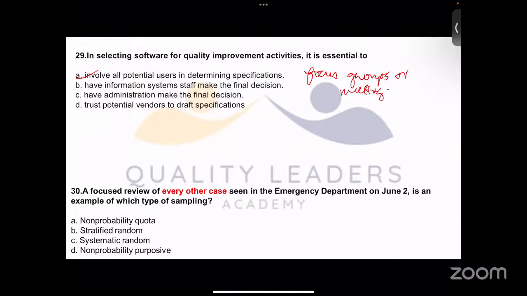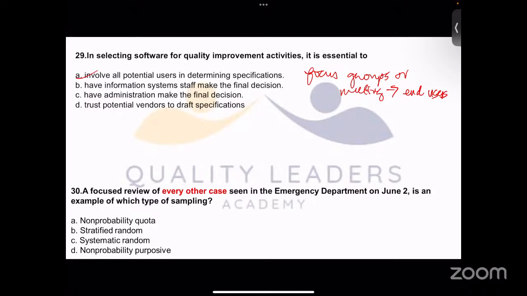with the end users. Okay, so who are the end users, by the way? These are doctors, the nurses, or anyone using the system, because they will provide the requirements they need for the system to function properly. The best answer is involving all the potential users in determining specifications.